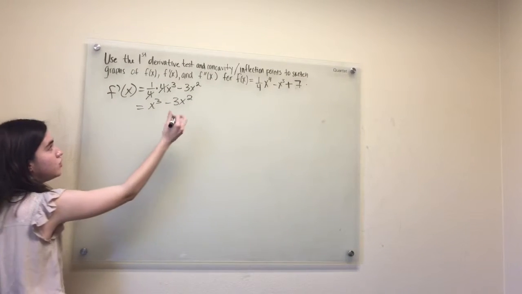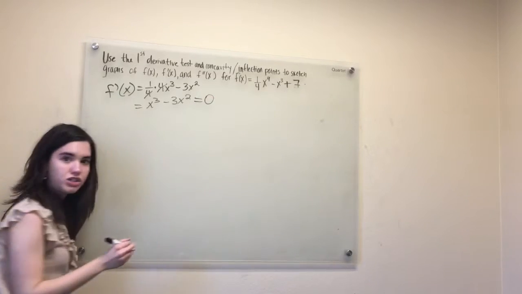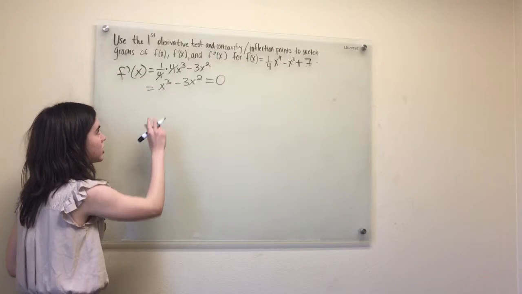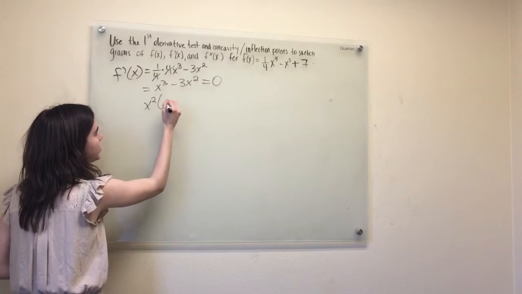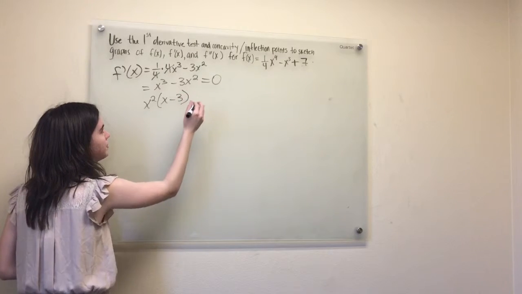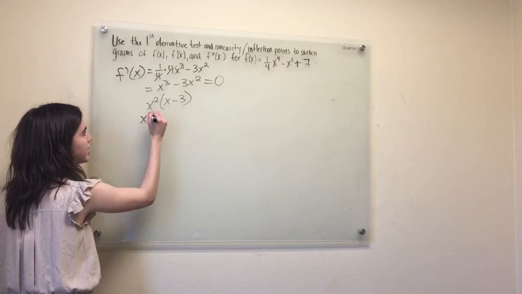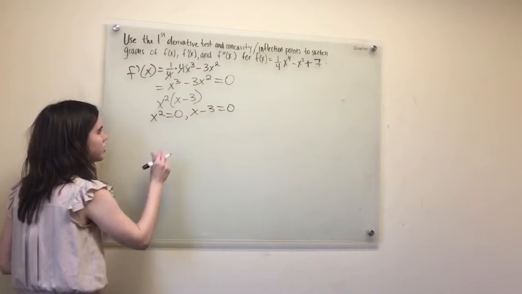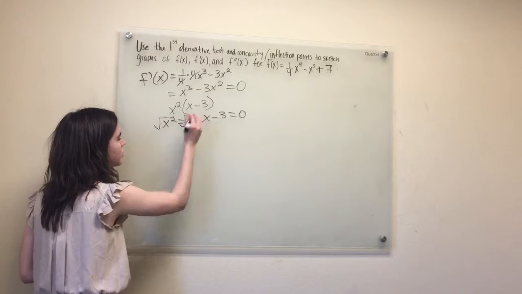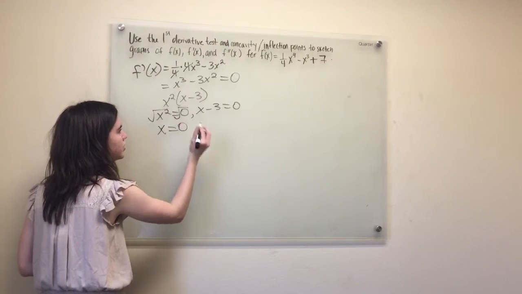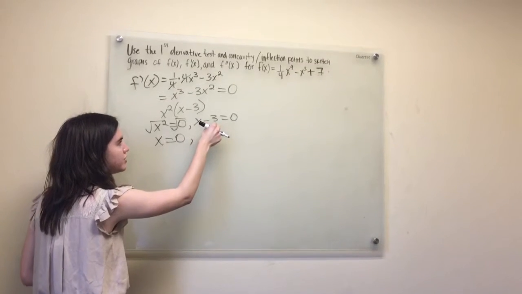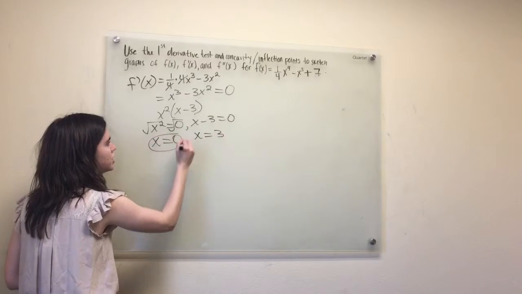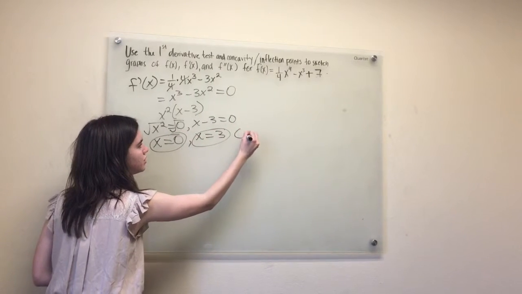And then from there, you set it equal to 0 to find your critical points. From here, you can factor out an x^2, giving x^2 times (x - 3). Then you set both factors equal to 0. So x^2 = 0 gives x = 0, and for the other side, you bring the 3 over, so x = 3. These are your critical points.